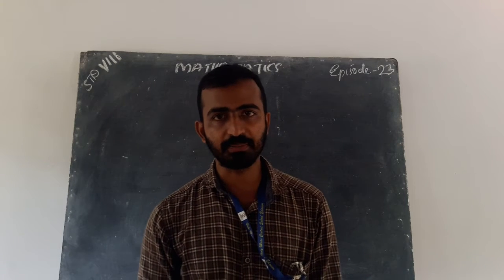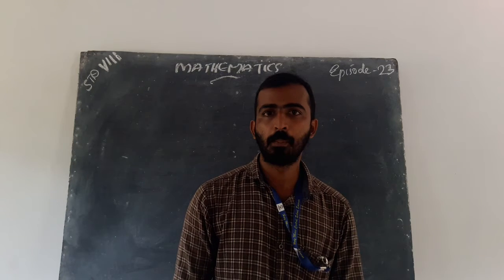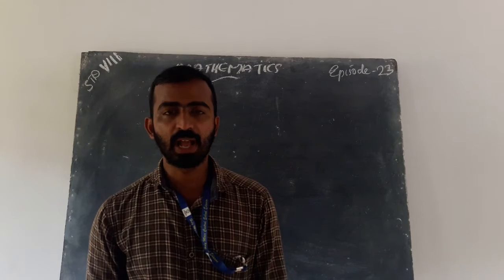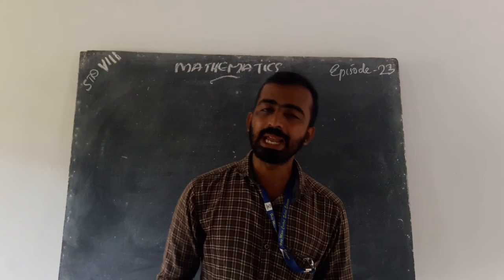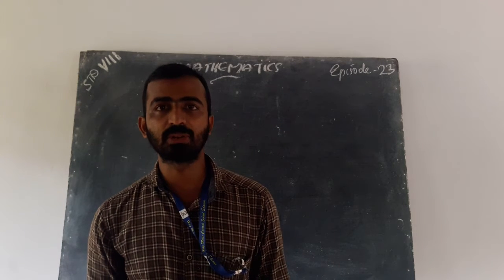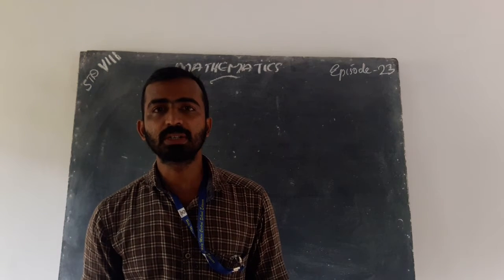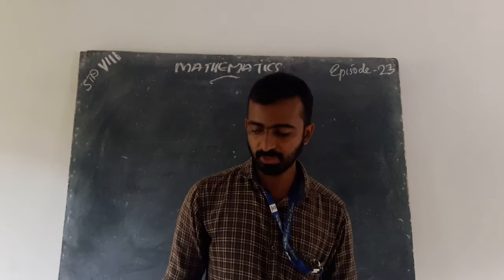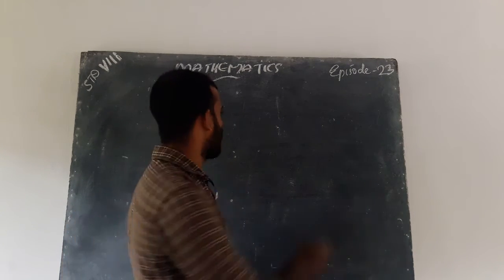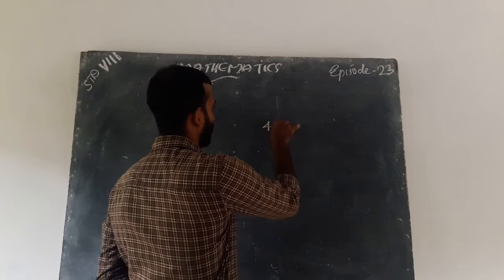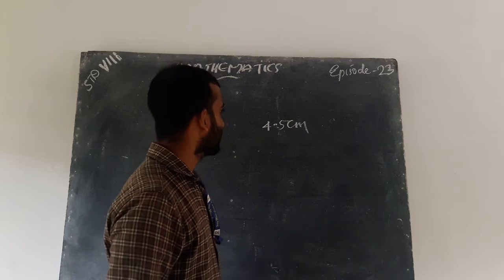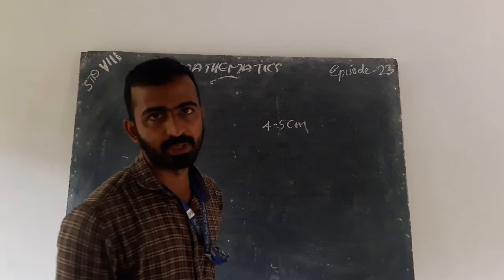Construction of a square. What do you mean by a square? A square has four sides, each angle is 90 degrees, and all sides are equal. So in a square all four sides are equal. Example: 4.5 centimeter.